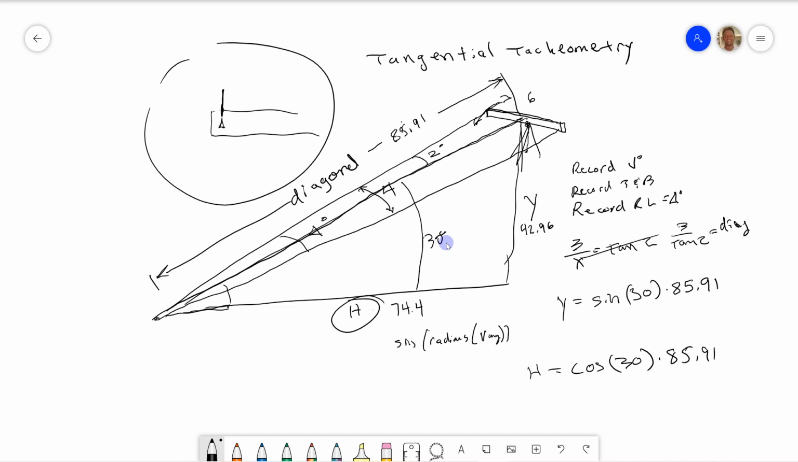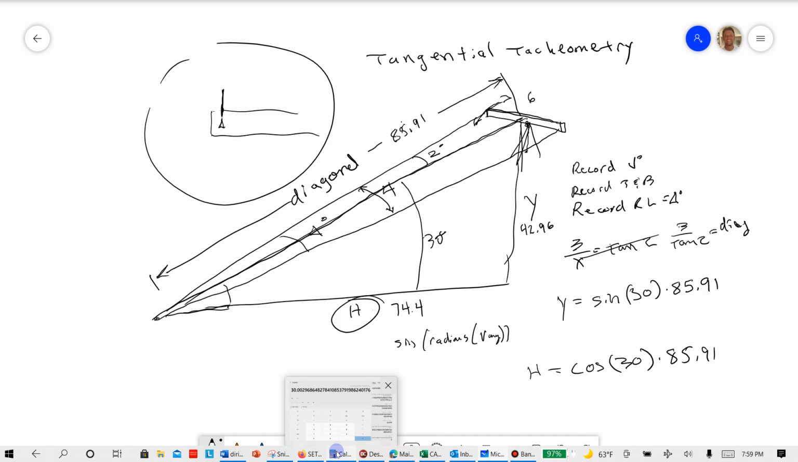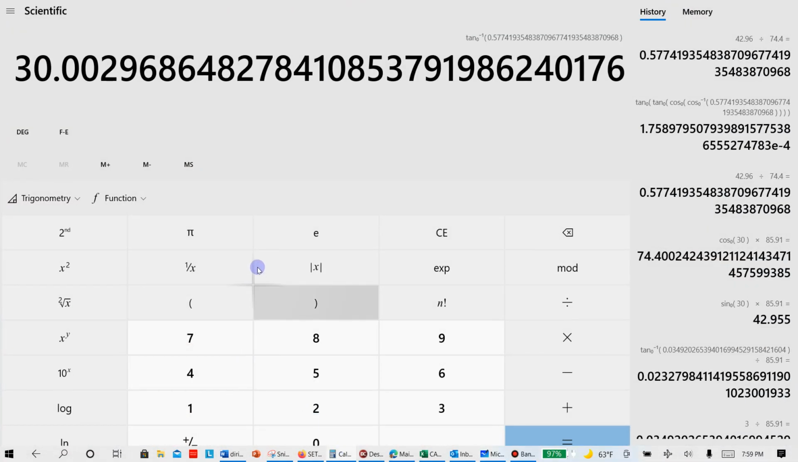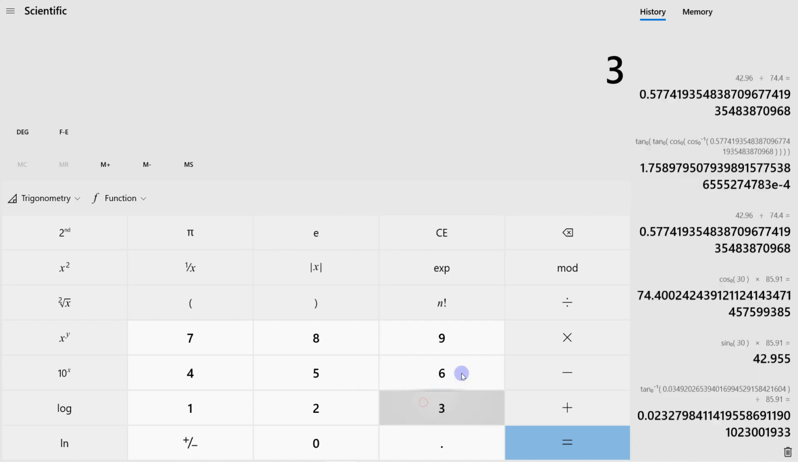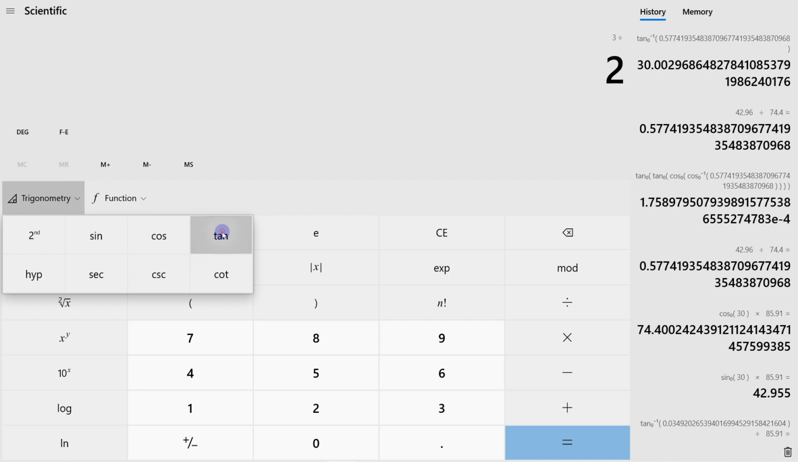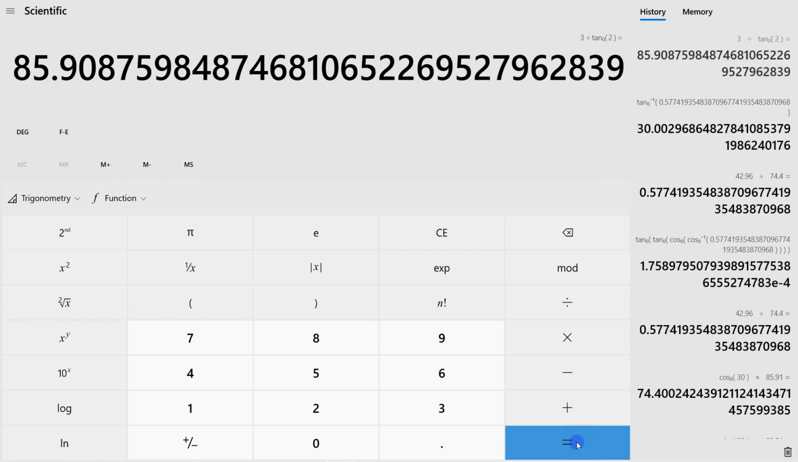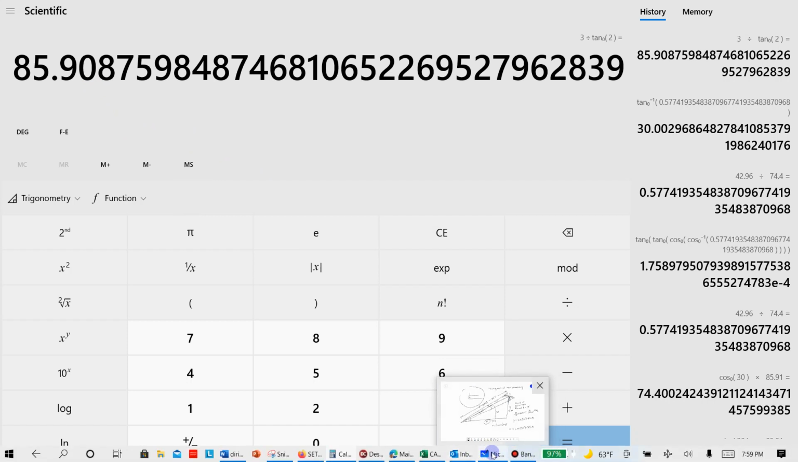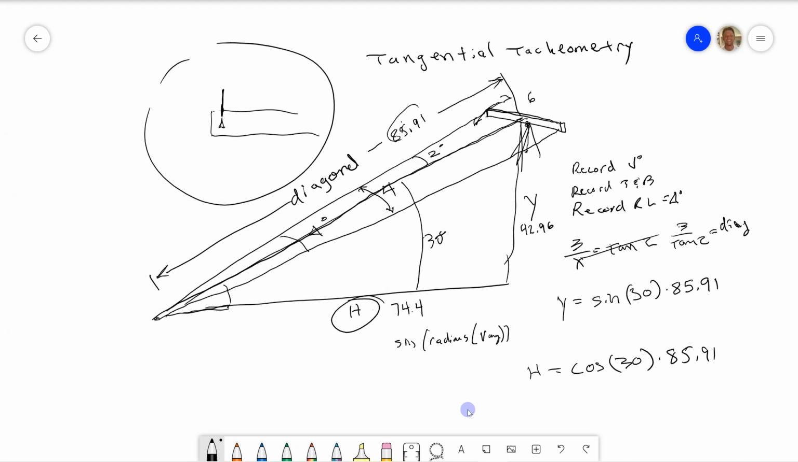So let's do that one more time. 3 over tangent of 2, 3 divided by 2 tangent equals 85.91. So that's how we got the diagonal, this one here. All right? And then we did all the calculations for that. And that was how you put it into Excel.